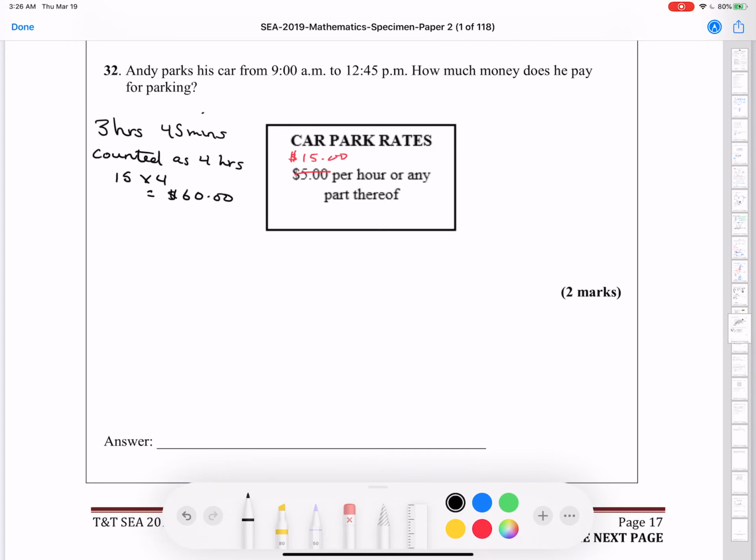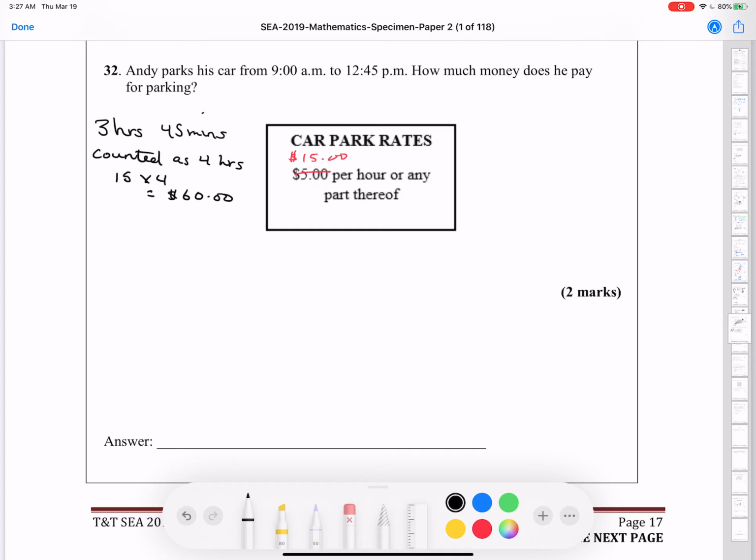Andy parks his car from 9 a.m. to 12:45 p.m. How much money does he pay for parking? Don't forget to look at the rates. It's $15 per hour or any part thereof. So once you cross an hour, any part of an hour, you have to pay for a full hour. Let's put it that way.